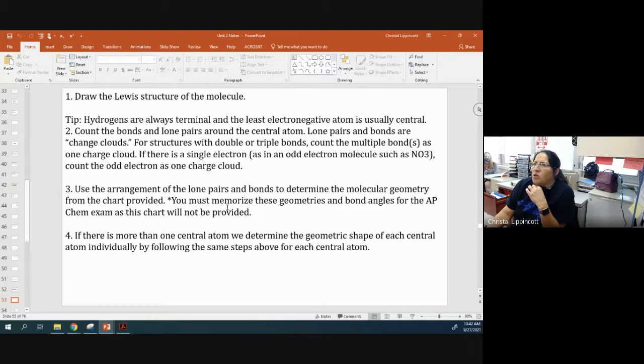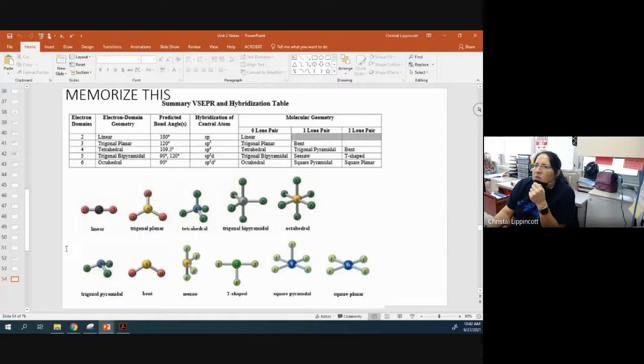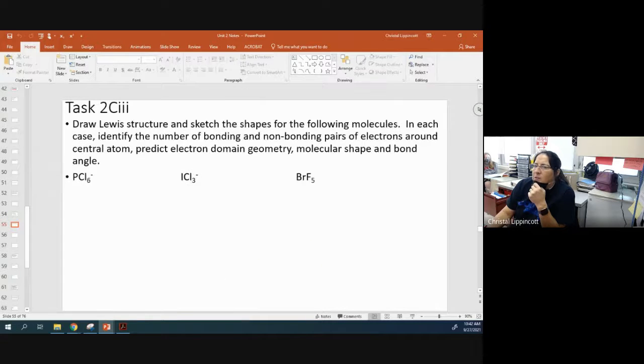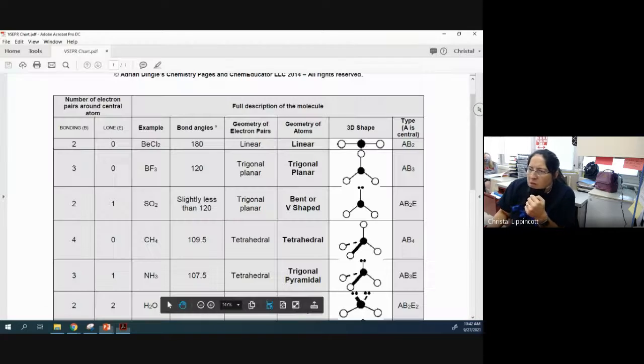Okay, so use the arrangement of the lone pairs and the bonds to determine the molecular geometry provided with the chart. You have to memorize these and the bond angles for the exams. They will not give you this chart. Okay, if there's more than one central atom, they will ask you for a specific element. So let's say, give us the geometry of this element. Now let's talk about the chart. This is one of the charts, but I like the chart that I gave you on the next page. Okay, so that's this guy.